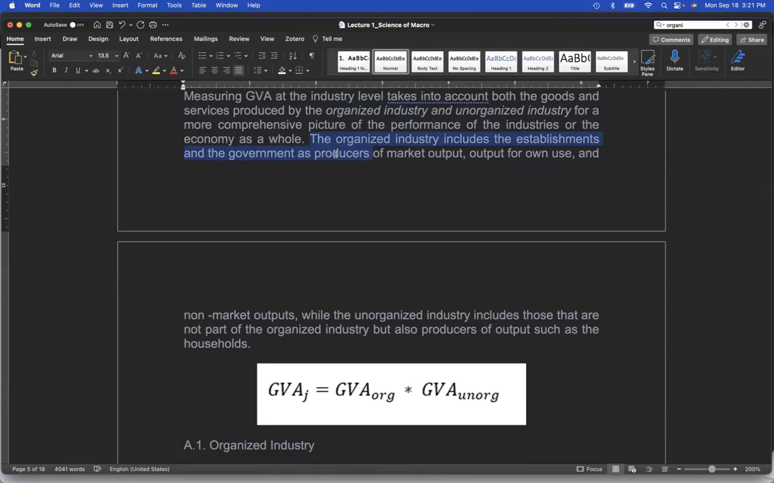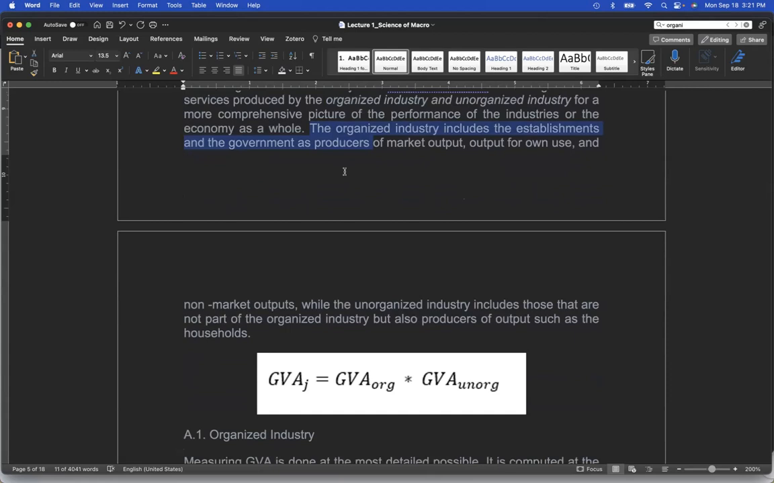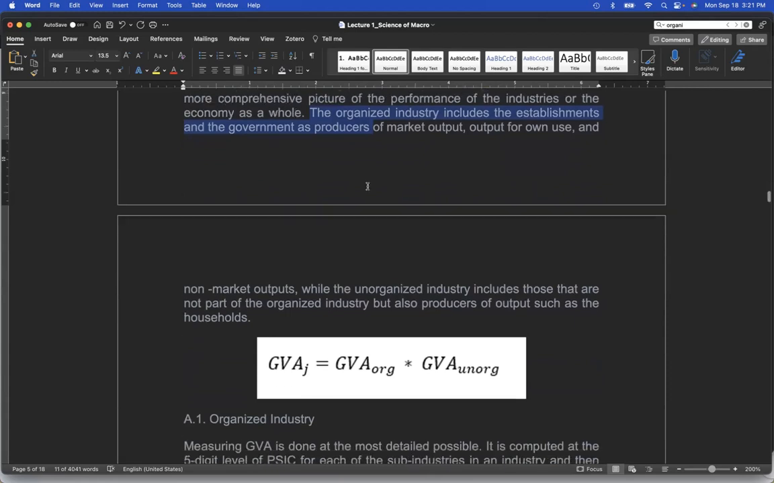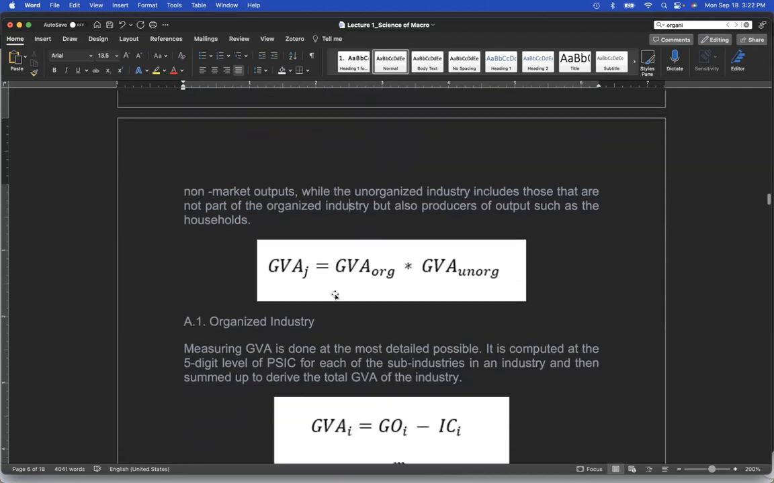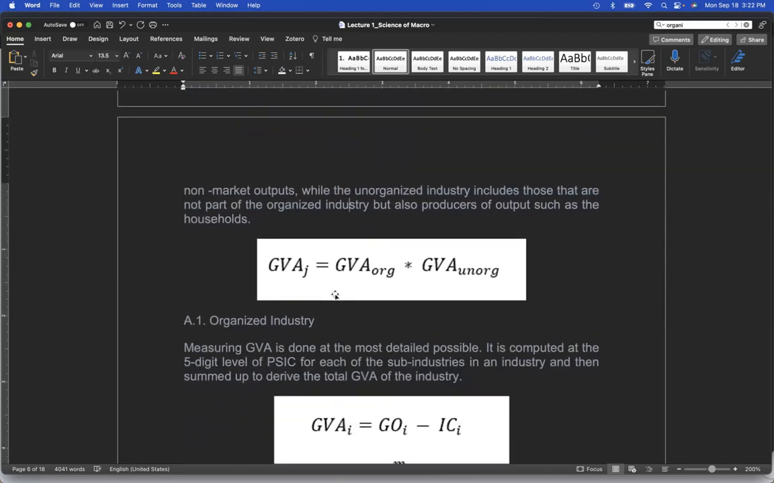Organized industry includes the establishments and government as producers of market output, own-use output, and non-market outputs. While the unorganized industry includes those that are not part of the organized industry. Okay? Very funny definition. Anyone who is unorganized is by definition not organized, right? But also producers of output, such as households. So let's delve into this a little bit more, okay?